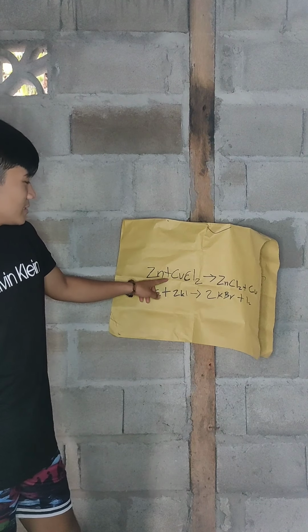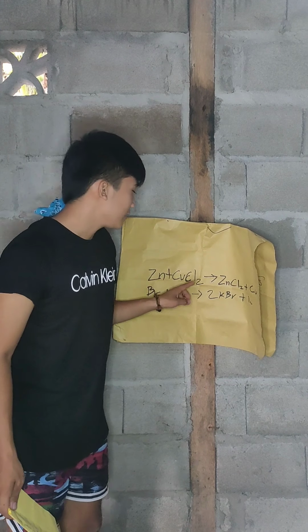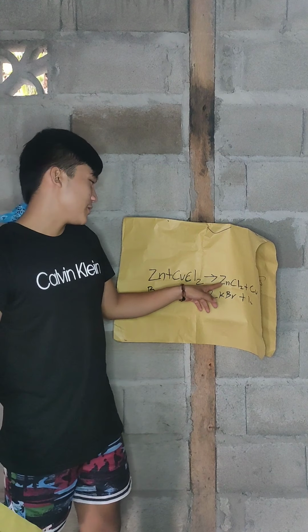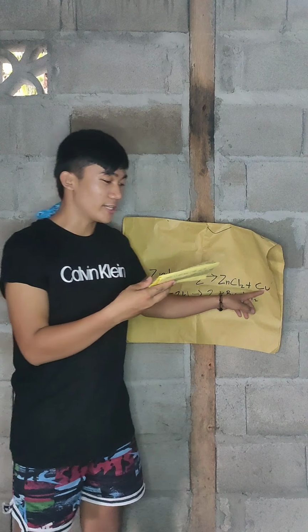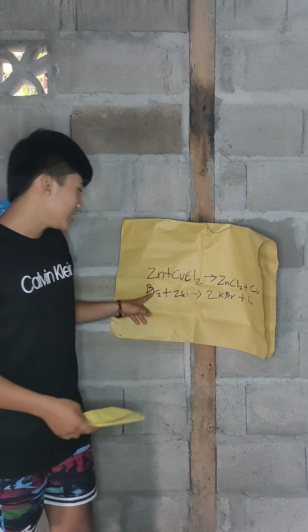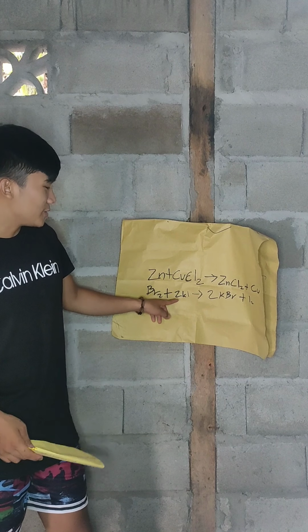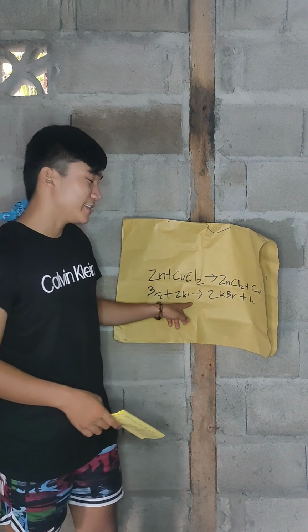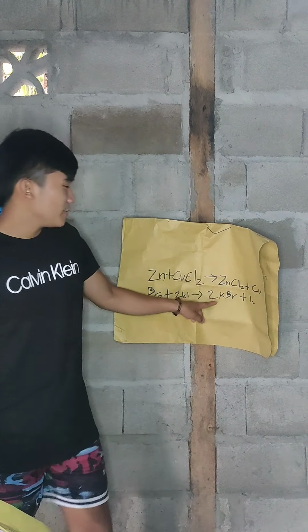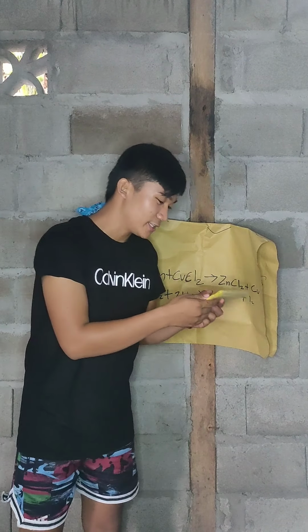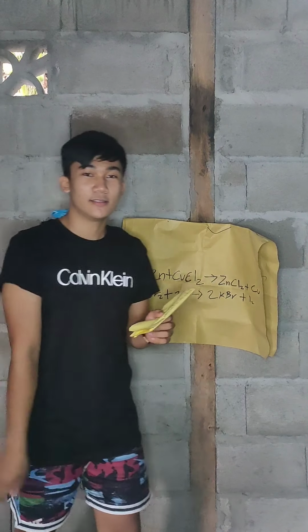Zinc plus copper chloride equals zinc chloride plus copper. Another example: bromine plus potassium iodide equals 2 KBr plus iodine, and it produces potassium bromide.